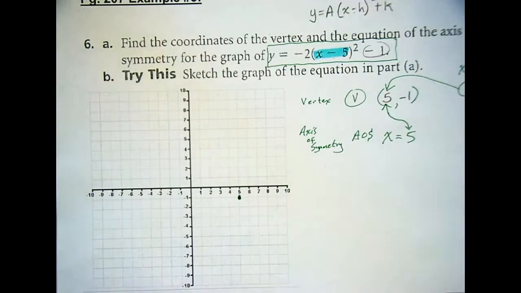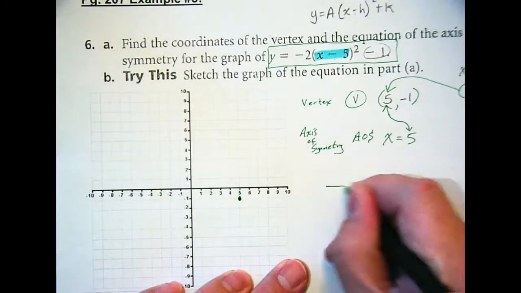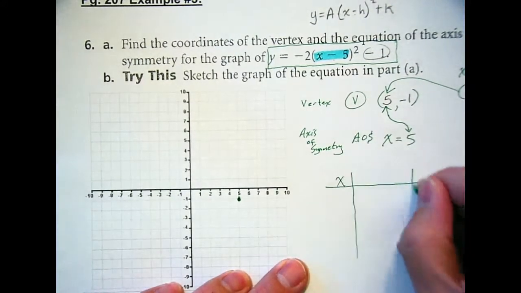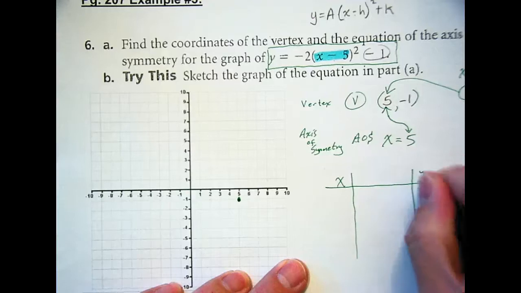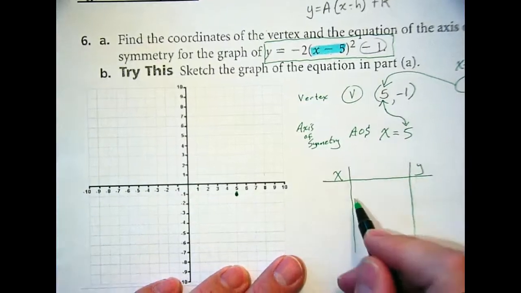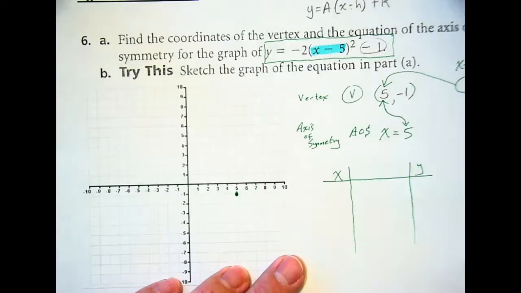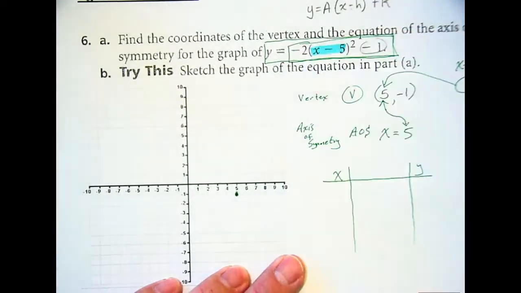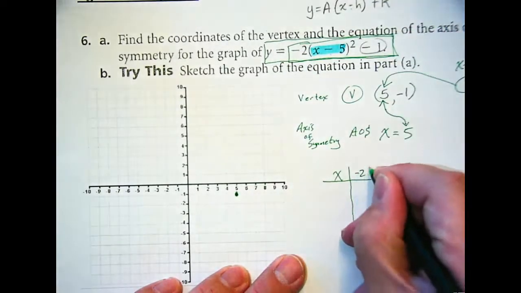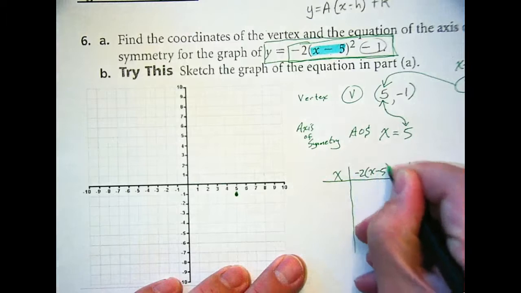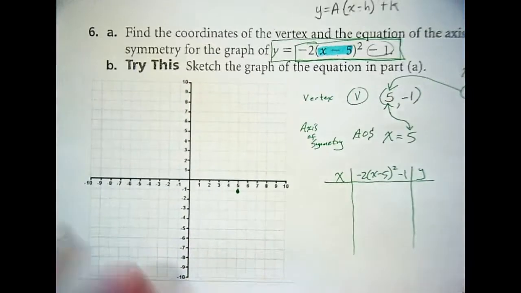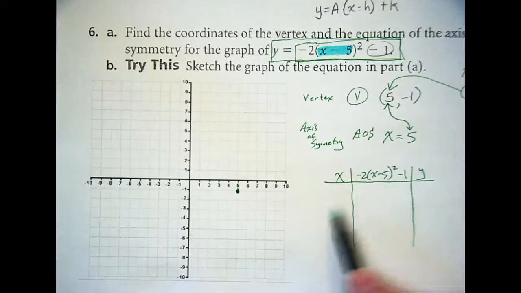All right? Now, some of you know what's next. You're like, oh, man. I do an x, y table like this, where I put the rule in the middle. And the rule is this thing right here. It's this chunk on the other side of the y equals. So the negative 2 times x minus 5 squared minus 1. That's the rule. That way when I have an input, I can put something in for x and then chug through here and get an output.